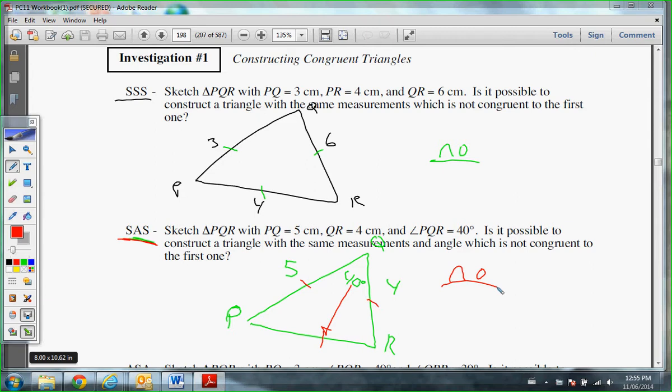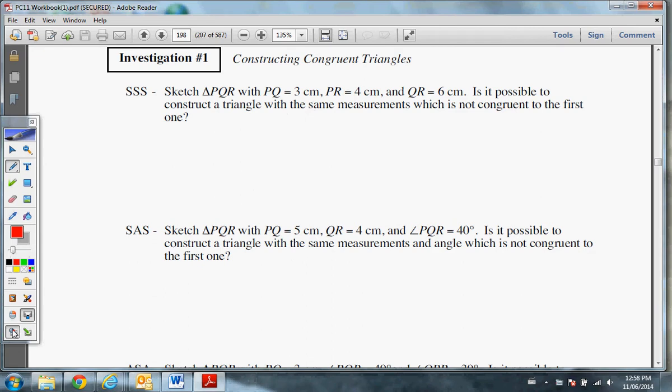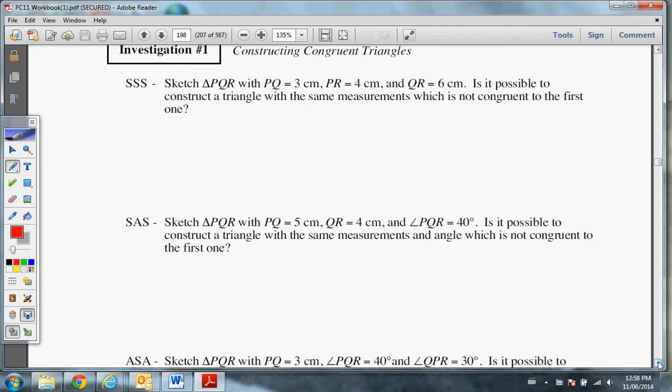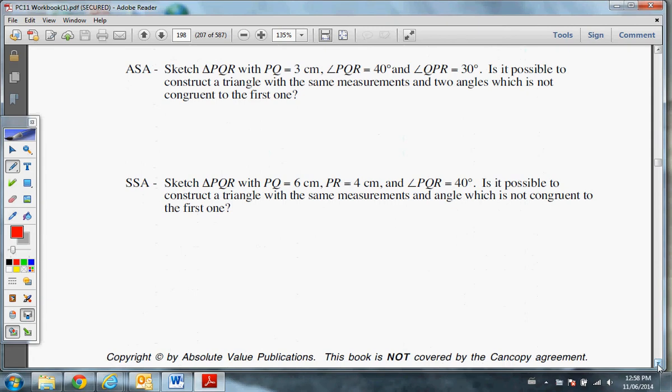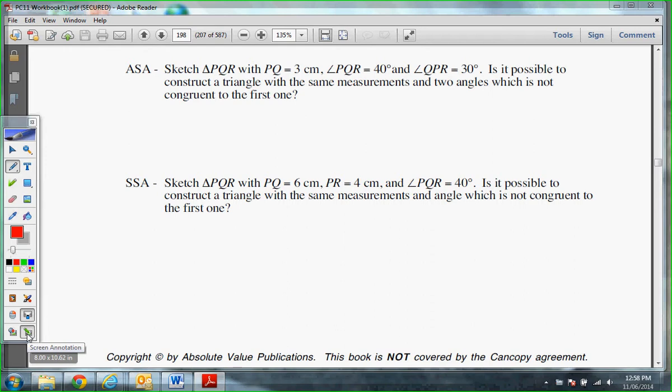Okay, no questions? All right, so let's get to the last 2 here, angle, side, angle, and side, side, angle, if you're playing the acronym game. So angle, side, angle, let's go P, Q, R. PQ is 3, PQR is 40, and QPR is 30.